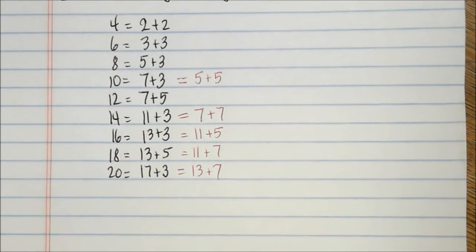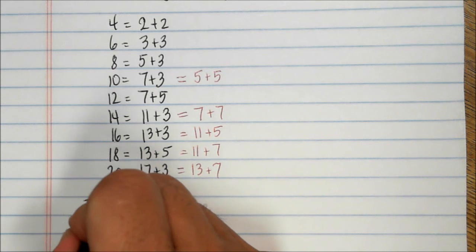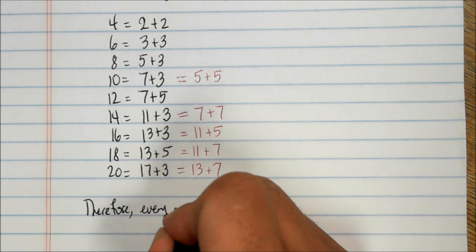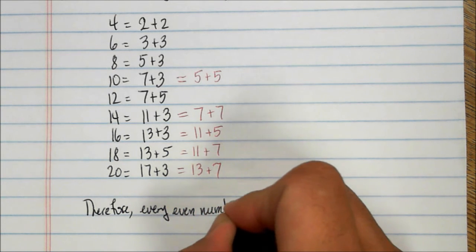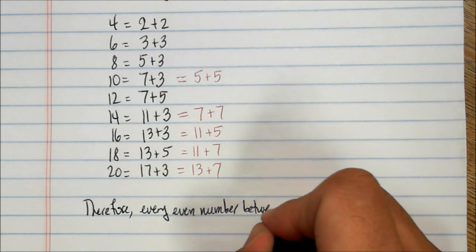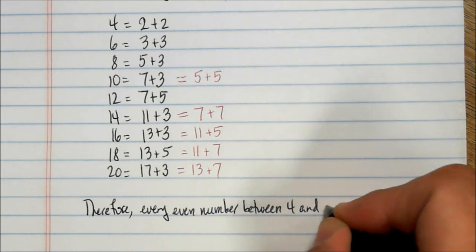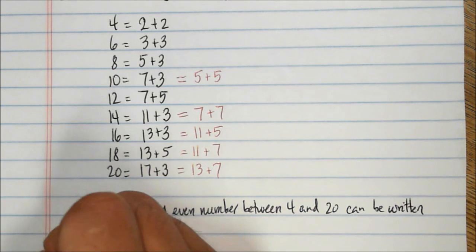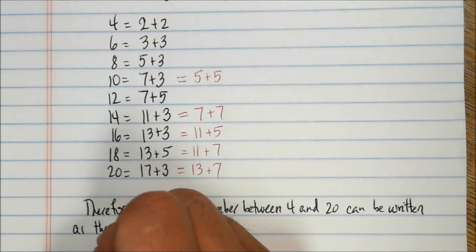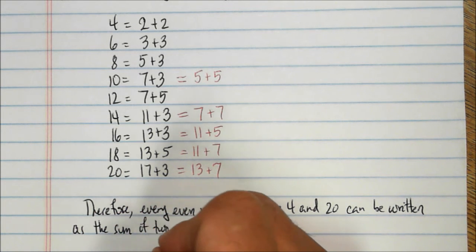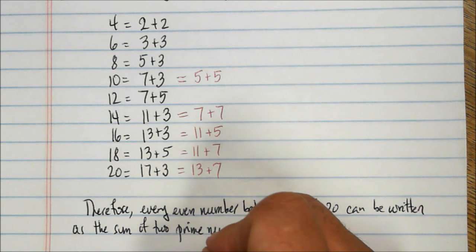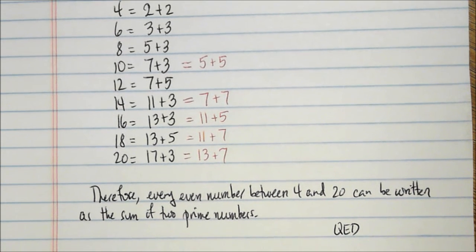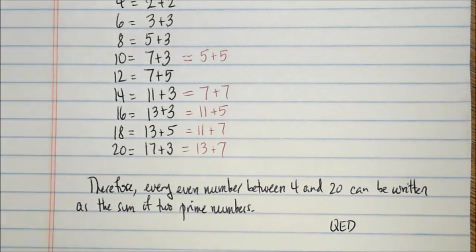So the very unoriginal conclusion is that therefore every even integer, every even number between 4 and 20 can be written as the sum of two prime numbers. And that's the end of the proof, and so I'll use some kind of end of proof symbol to denote the end of the proof.